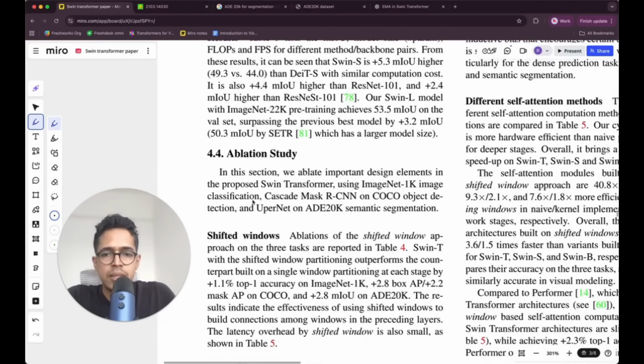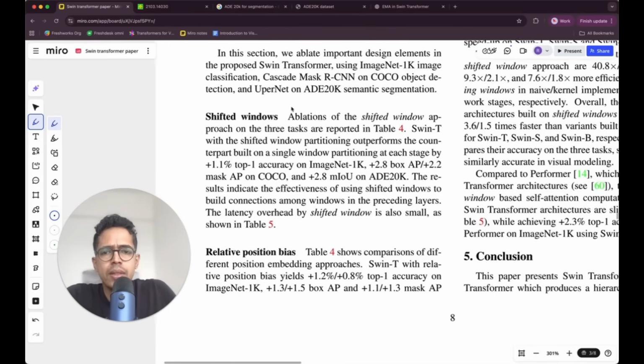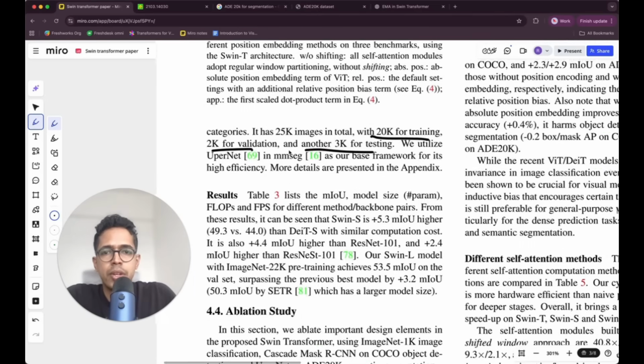Then ablation study. In this section, we ablate important design elements in the proposed Swin Transformer using ImageNet-1K classification, Cascade Mask RCNN on COCO, and UperNet on ADE20K. Then shifted windows. Ablations on the shifted window approach on the 3 tasks is shown in table 4. So Swin Transformer with the shifted window partitioning outperforms the counterpart built on single window partitioning at each stage. So shifted window versus single window.